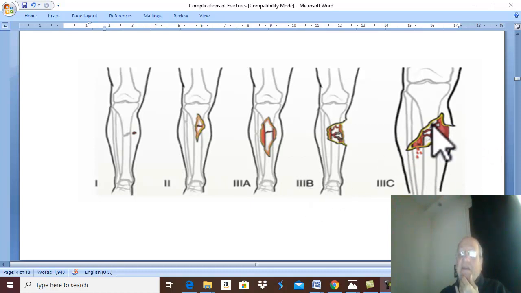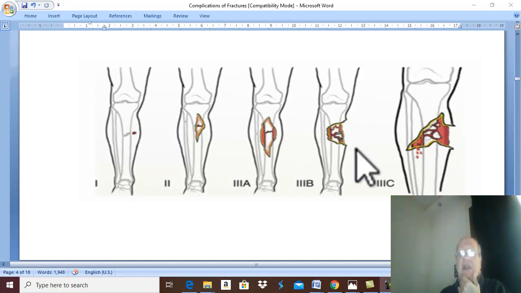In grade 3C, as in B, there is marked tissue loss, loss of coverage, and in addition to this, there is vascular injury, and the patient thus requires two reconstructive surgeries: reconstruction of soft tissue and vascular reconstruction.